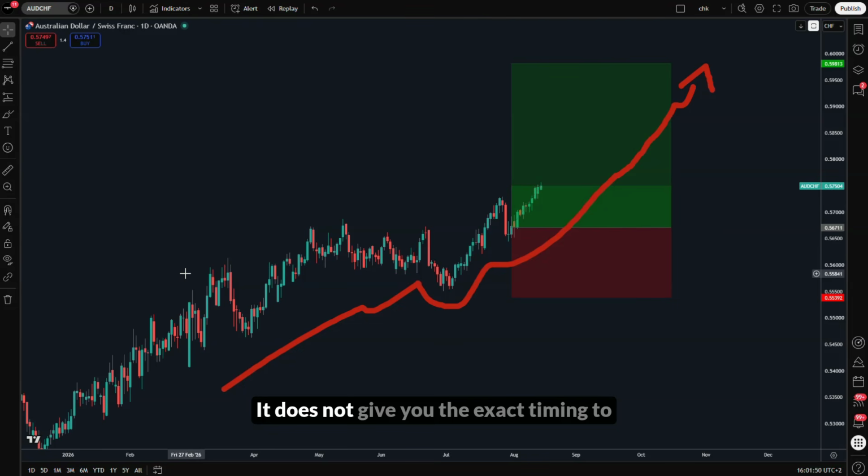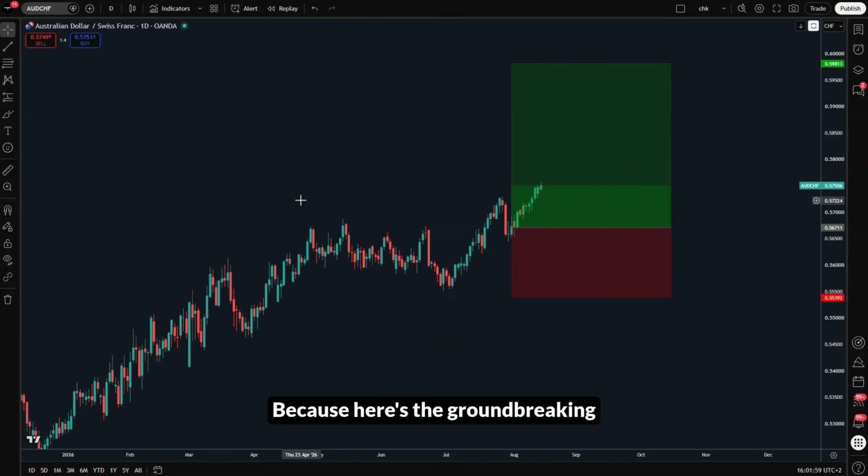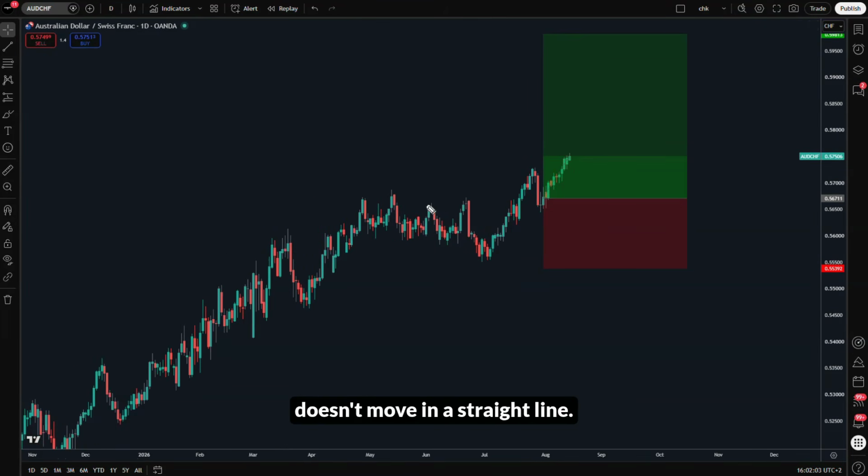It does not give you the exact timing to enter the trade in the macro direction. Because here's the groundbreaking news for you. The market doesn't move in a straight line. And what happens if you long right here? Well, you get stopped out right before the market actually moves in your expected direction.